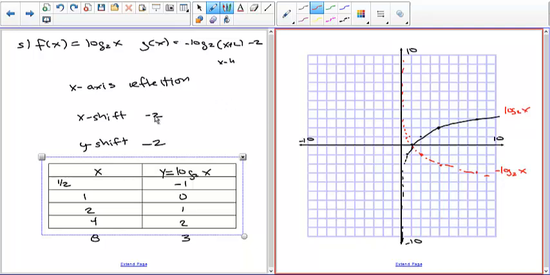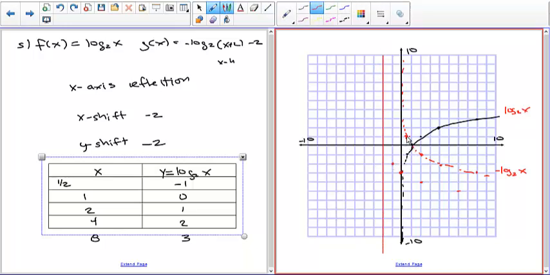And then finally you're going to shift it 2 units in the negative x direction and 2 units in the negative y direction. So if we take all these points, the red points, and we move them -2, -2, like that. So that's this one. If you take this one, -2, -2, you get there. This one is -2, -2. This is -2, -2. You're going to have a vertical asymptote here at -2.